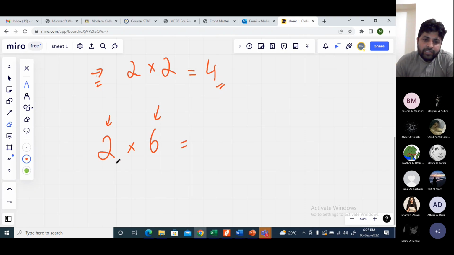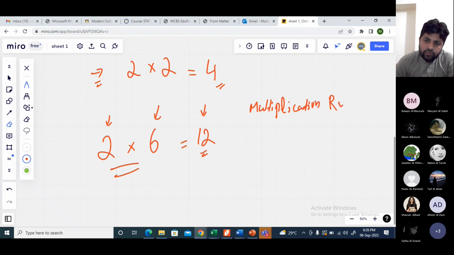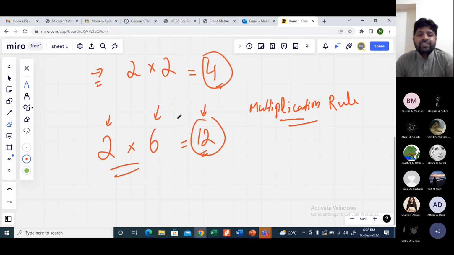Yes. So 2 multiplied by 6 is equal to 12. So your total number of sample points is 12. In that case, we haven't made any tree diagram, but through the multiplication rule, we can determine the total number of sample points, because this is very crucial for calculating the probability.